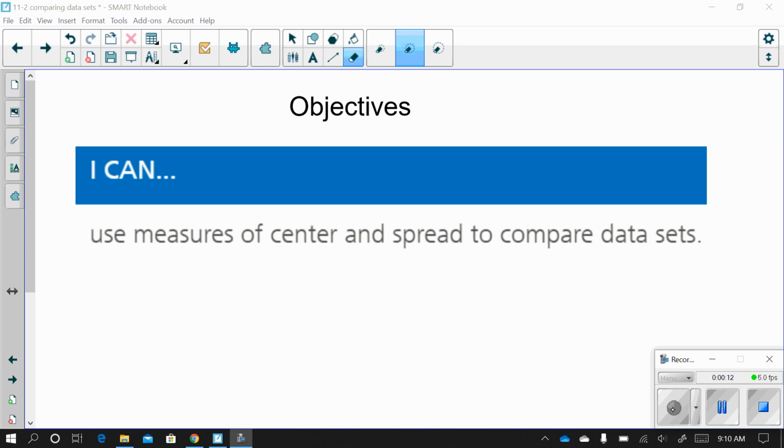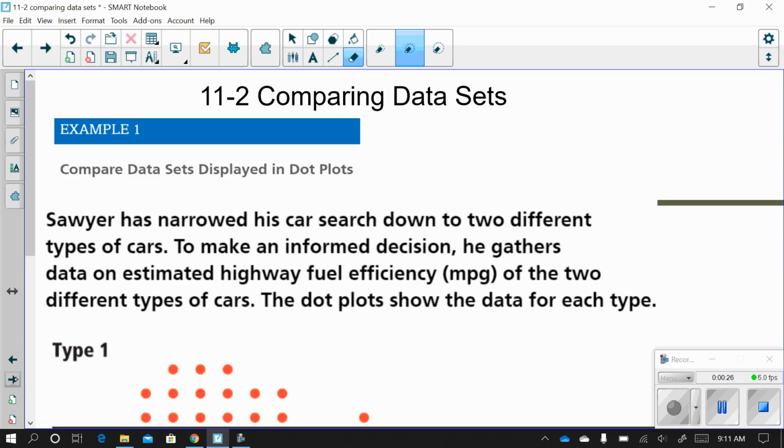So today we're going to be looking more at the graphs we started on Monday and talking more about how we use mean, median, and all that kind of stuff with these. So our objectives today, we're going to use the measures of center and spread to compare data sets. Here we go, 11-2, comparing data sets.